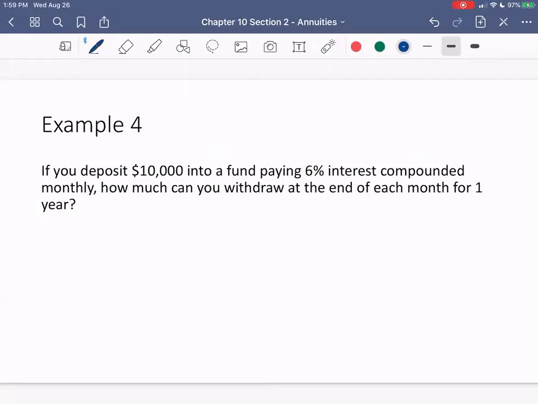All right, in fact, this is our last example here. So this one now says, if you deposit $10,000 into a fund paying 6% interest compounded monthly, how much can you withdraw at the end of each month for 1 year? So again, it's still our second type of annuity. We're still withdrawing, but now we're trying to find our rent. We do not know our rent. How much can we withdraw? So say I have this amount, and there is this fund that pays 6% every month, and I want to draw money out each month. How much can I actually get out of this?